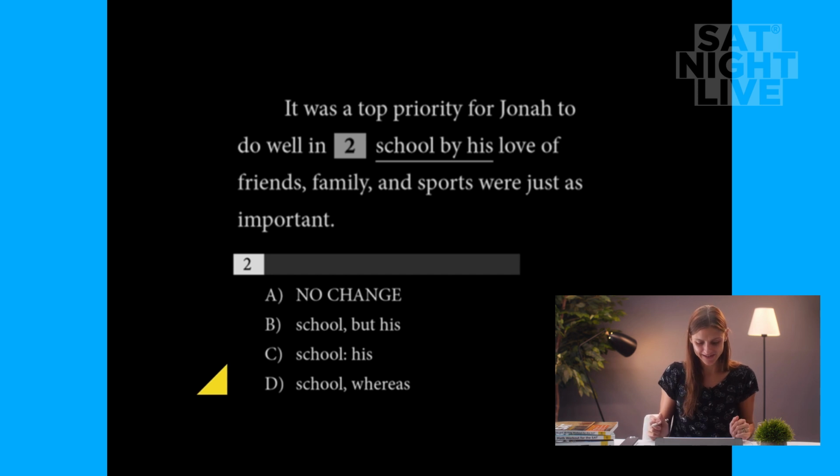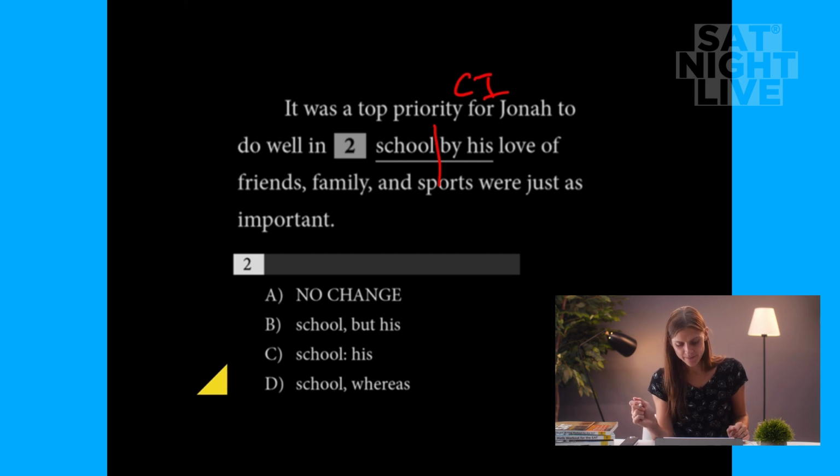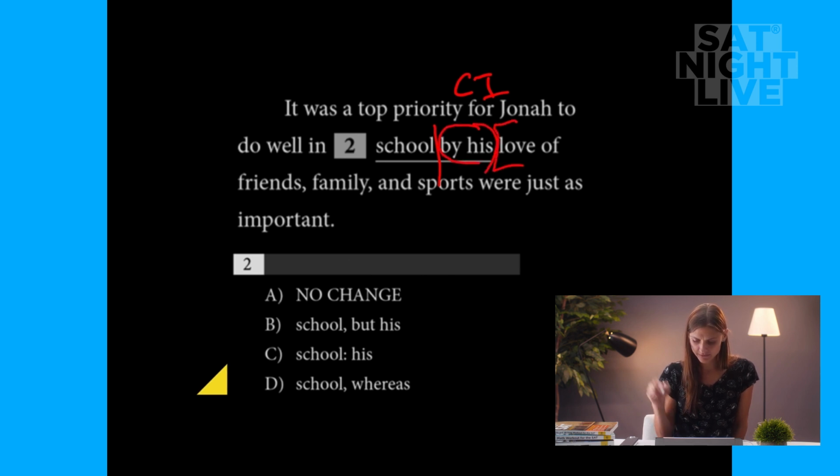You might want to go back and read it a second time, but since we see our punctuation changing, let's do our vertical line after the word school. So, it was a top priority for Jonah to do well in school. That's a complete idea. But his love of friends, family, and sports were just as important. Again, that sounds even weirder the second time, especially when we read it alone. Okay, well, that's just funky and it can't stand alone, but you also want to take a look here at your answer choices, because this "by his" is underlined, which means it's not part of this stuff on the right.